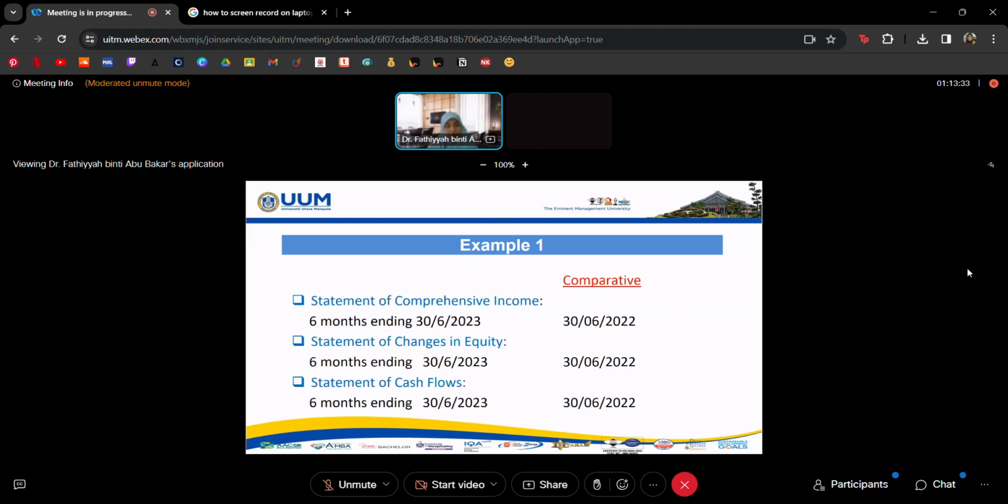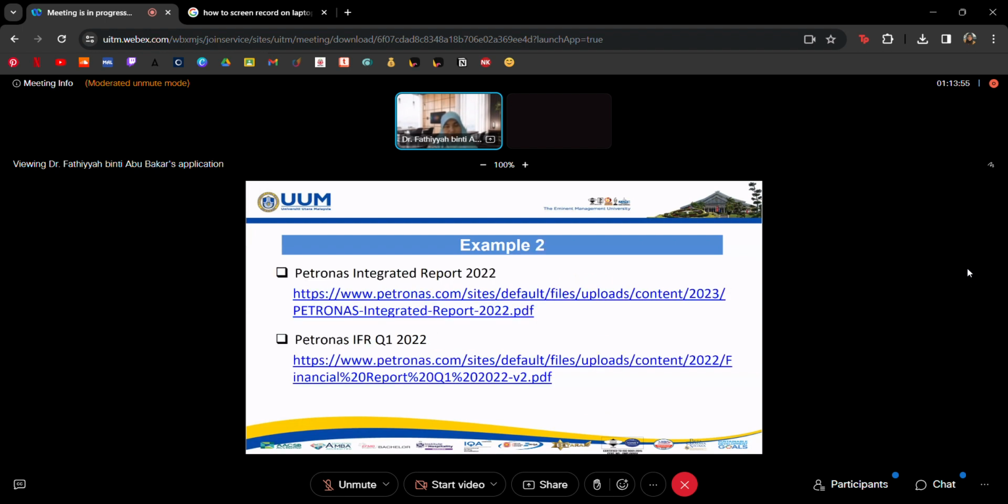All right. And for statement of comprehensive income, for 6 months ending 30th June, you have to compare with the 30th June 2022. Also same with the statement of changes in equity and also statement of cash flow. All right.